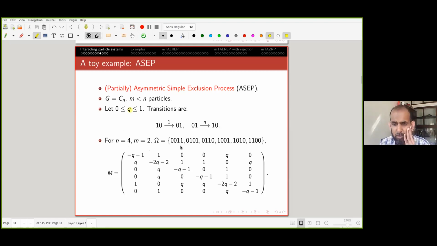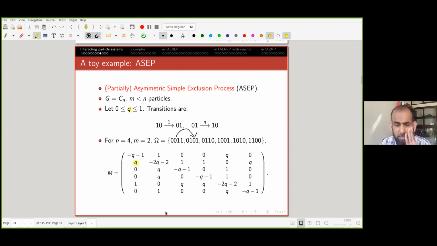So here's how you write down the Markov matrix. You write down your configurations in some order. I've written it in lex order. And as I said, this is a column stochastic matrix. So for example, this q here is the rate of going from the first state to the second state. Maybe I'll not use the highlighter. So it's this, and it goes with rate q because this one over here moves left. Okay.